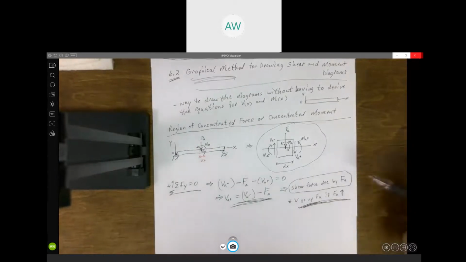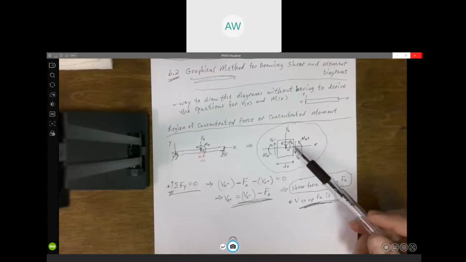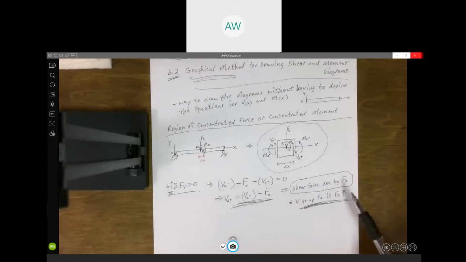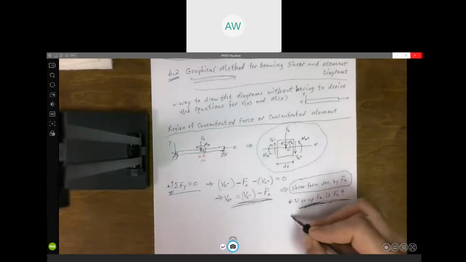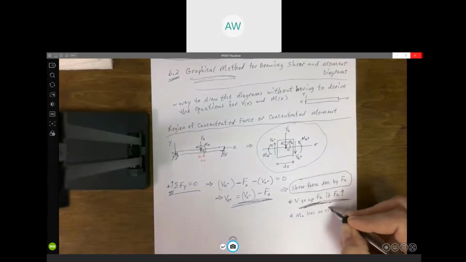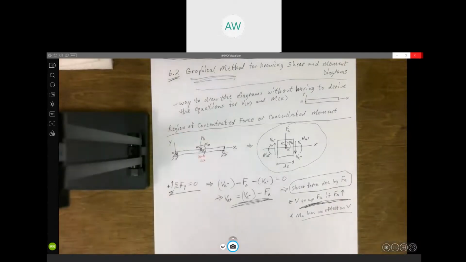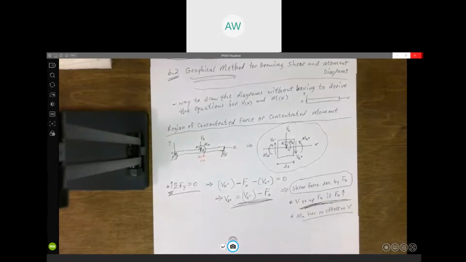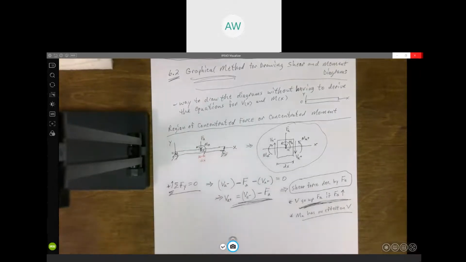The other thing to note here is that the applied moment, MA, had no effect at all on the shear force. So just make note of that: MA has no effect on V. Whether you have an applied moment there or not has no effect at all on the shear diagram. The shear force is only going to go up or down whenever we have applied forces.